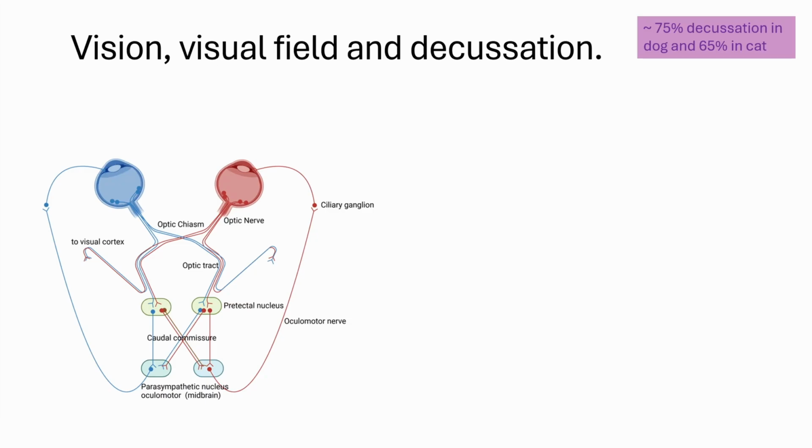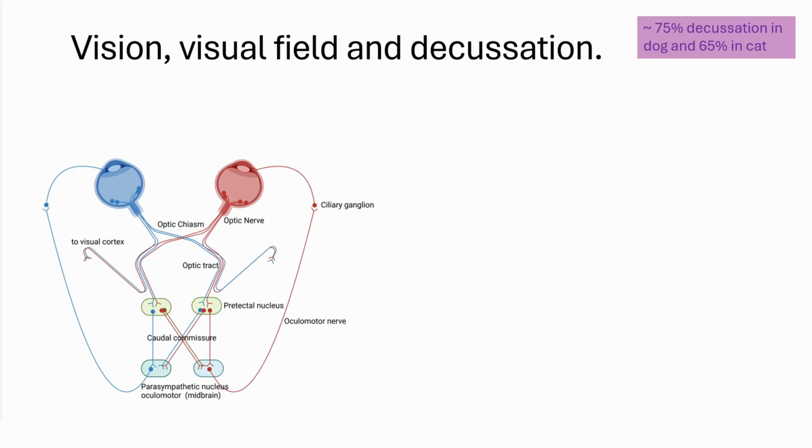So one concept that I need to introduce at this time is that of vision, visual fields, and decussation. Now, the amount of decussation at the optic chiasm varies with the species and depending on how much binocular vision you have. So humans and primates with excellent binocular vision have 50% decussation, but dogs and cats with better peripheral vision have 75% decussation in the dog and 65% decussation in the cat.